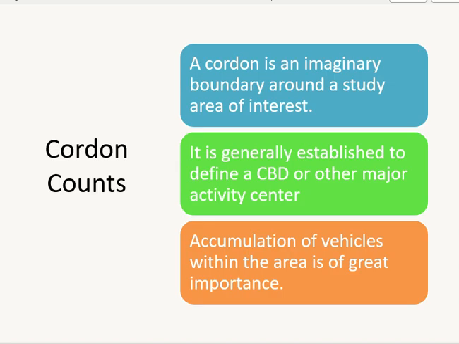The next type of specialized counting study is a cordon count. Okay, cordon means a boundary. When we say an area is cordoned off, that means they have put a boundary around that area.